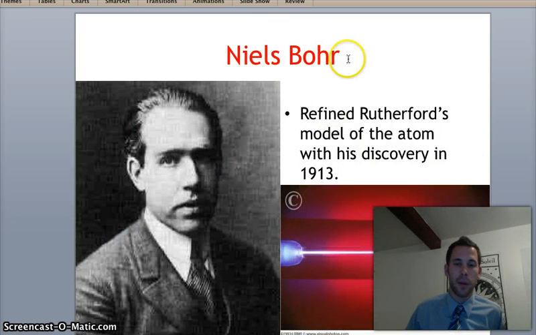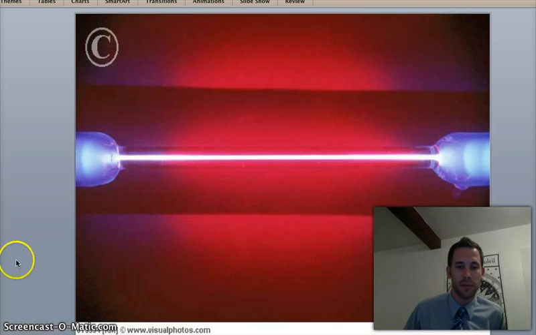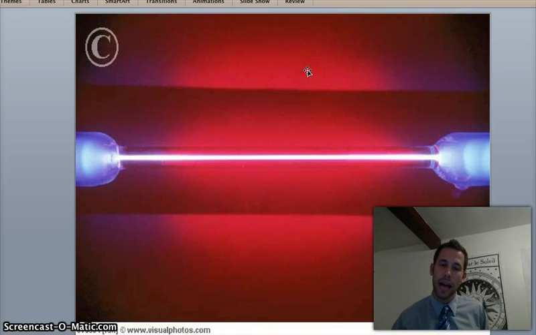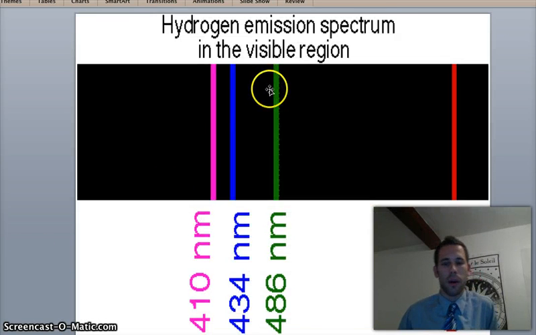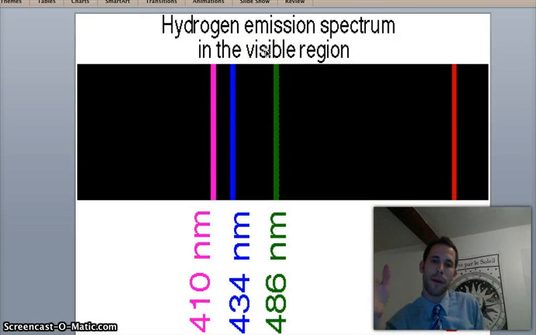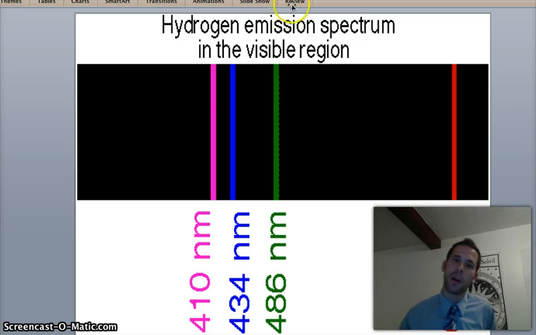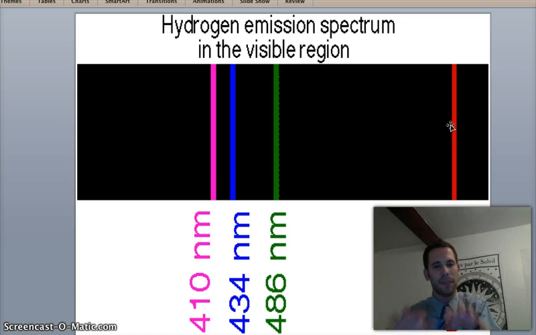In fact, the last guy we want to talk about, Niels Bohr, refined Rutherford's model by using electricity and hydrogen gas. Now, you guys have seen things like this before. If you ever think about neon signs, they light up when you plug them into the wall, when you shoot electricity through them. The reason why is because Bohr knew that firing electricity through gas produced visible light, what we call emission. And we can see them on an emission spectrum. He saw pink, blue, green, and red. But he saw specific colors.